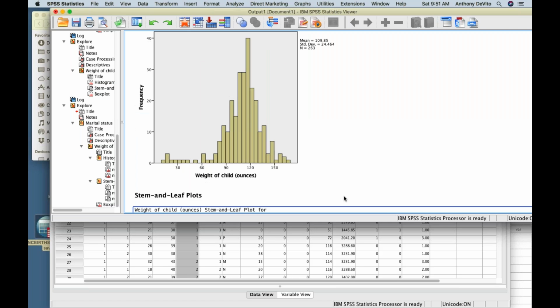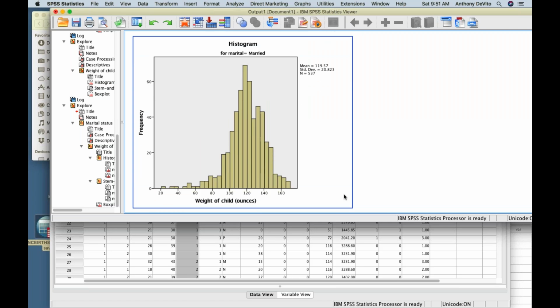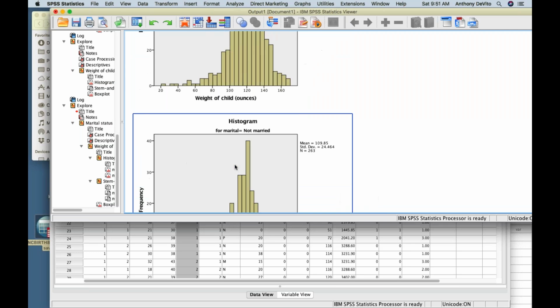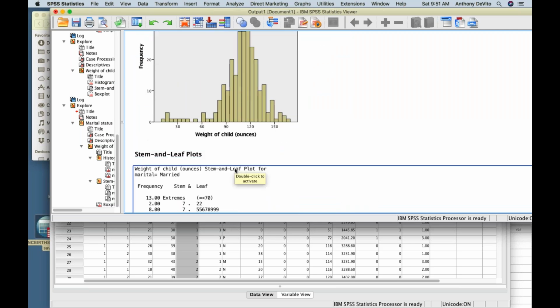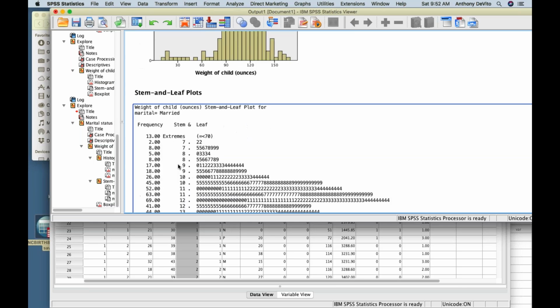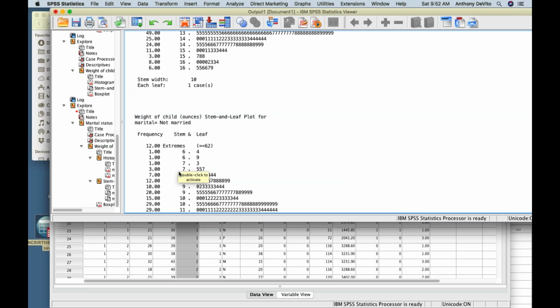Okay, there you go. Now we have histograms for the weight of the child, and notice that it's skewed because of premature births. This is for the weight of the child in ounces for women who are not married. Again, skewed to the left. We saw those outliers there. You have to decide whether or not you want to include those very low birth rate babies, premature babies, depending on what kind of analysis that you do.